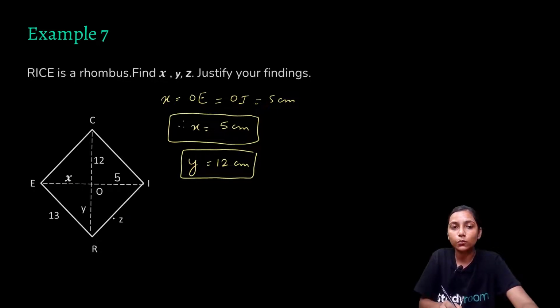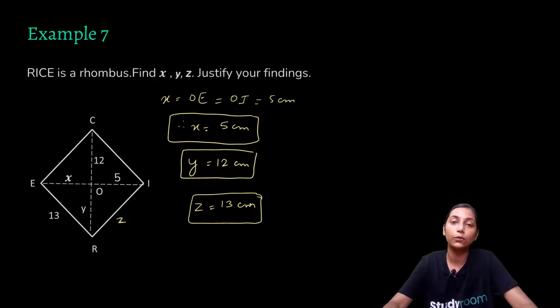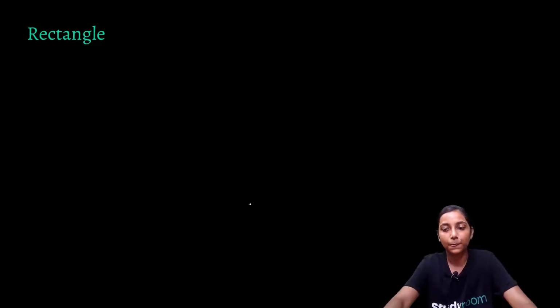Now Z. So what is Z? You can see in this figure Z is actually RI, and that is one of the four sides of this rhombus. We know that all the sides of a rhombus are equal, so Z is going to be 13 centimeter because Z is the side of the rhombus and all the sides of a rhombus are equal. So we have used all the properties of a rhombus to find out X, Y and Z.